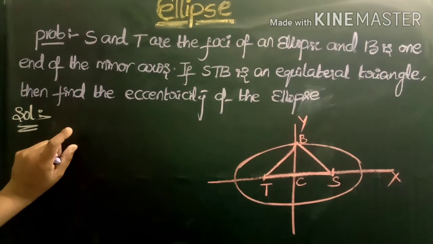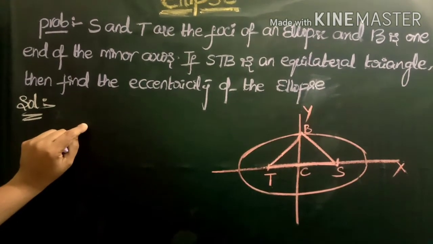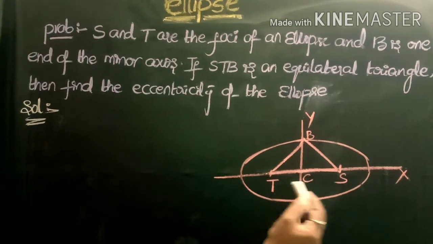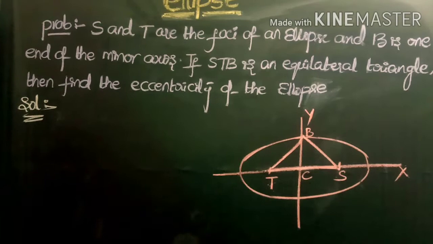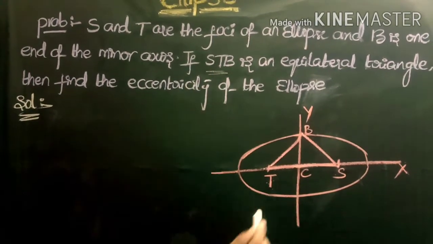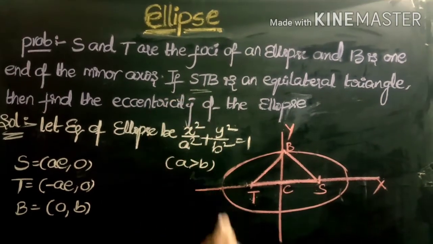Next problem. If S and T are the foci of an ellipse and B is one end of the minor axis, and if STB is an equilateral triangle, then find the eccentricity of the ellipse. So given that S and T are the foci of an ellipse, and B is one end of the minor axis, and also given that STB is an equilateral triangle, then what is the eccentricity? That is the given question.